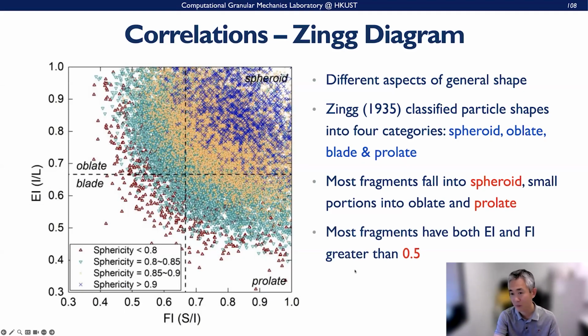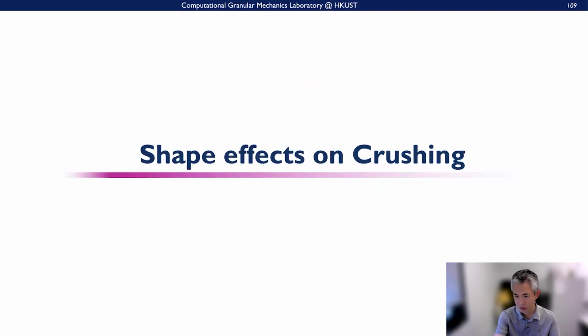And fragments have both elongation and flatness greater than 5. Okay, so those are the studies here. But we found that the aspect ratio and sphericity are not closely correlated here. Now one can identify the interplay between this shape and crushing.